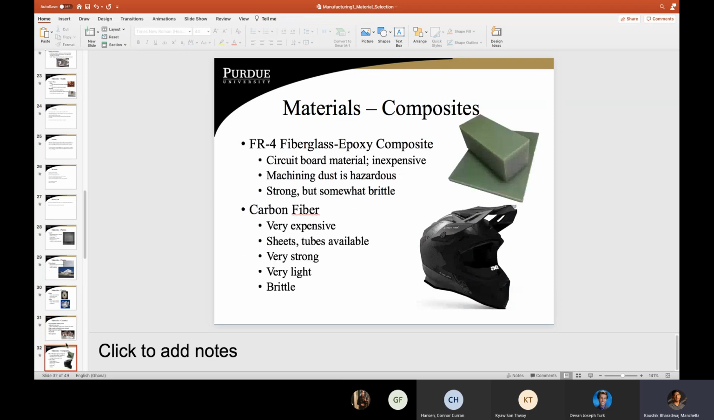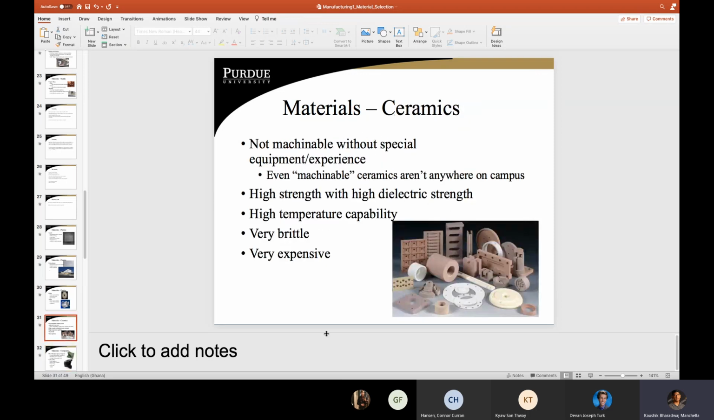Ceramics are generally not used, but I just wanted to put them out there as an option. They're only ever used when you need an insulator with a specific temperature capability and also dielectric strength. Only in those situations would you ever consider ceramics. If you're trying to machine ceramics, it's not going to be easy. You're not going to be able to do it anywhere on campus.